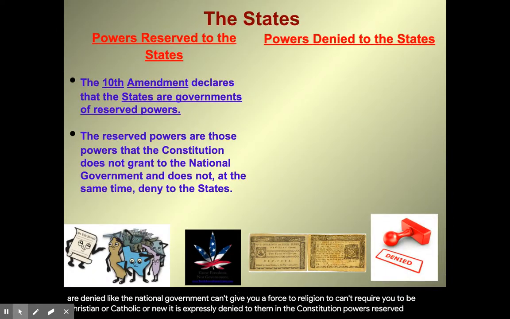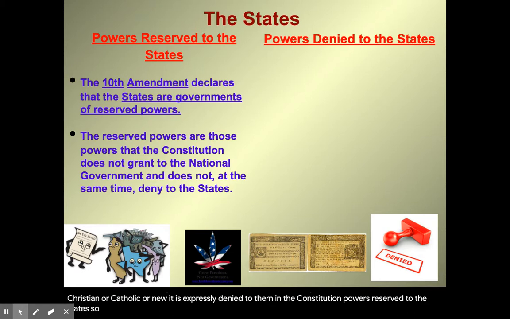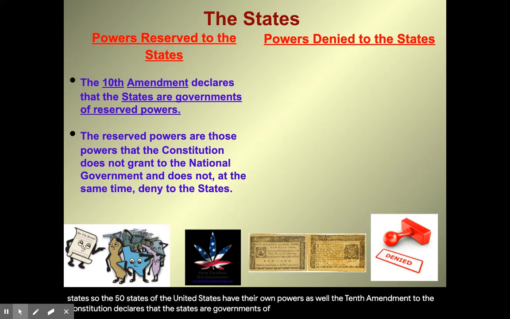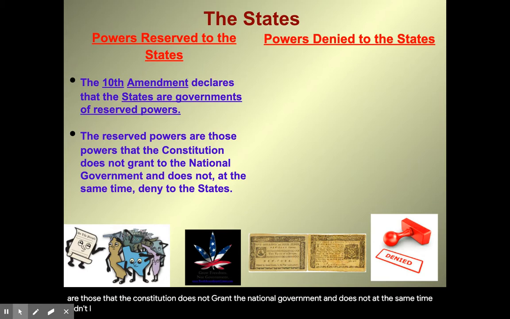Powers reserved to the states. The 50 states of the United States have their own powers as well. The 10th Amendment to the Constitution declares that the states are governments of reserved powers. The reserved powers are those that the Constitution doesn't grant to the national government and does not at the same time deny to the states.